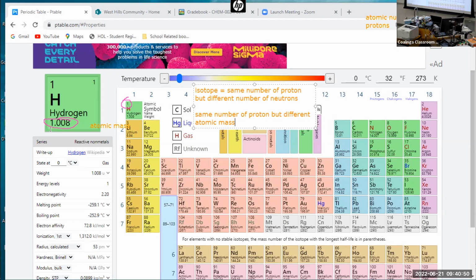How much does lithium weigh? It says 6.94. So just 6? No, look at that number. 9. Is 9 greater than 5? We round up. So this is closer to 7, right?